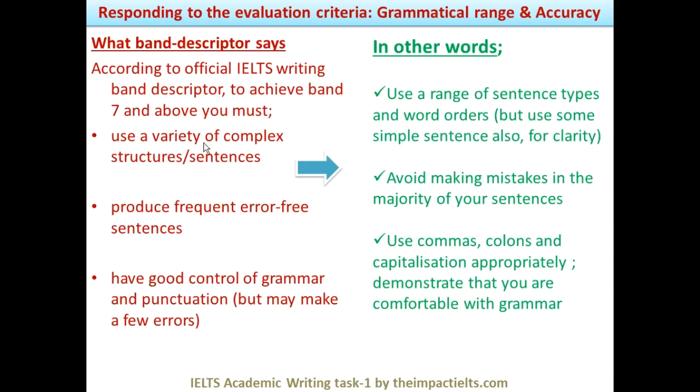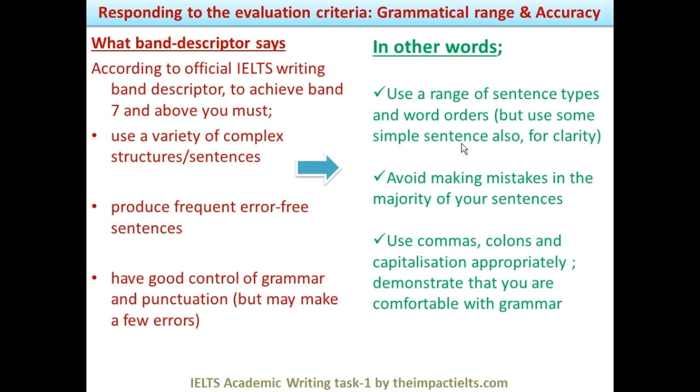Use a variety of complex structures and sentences. This is what it's saying, right? So I think it's clear. Range of sentences, type and word order, but use some simple sentences, right? So you may not use only simple sentences. That's fine. So what exactly does it mean?